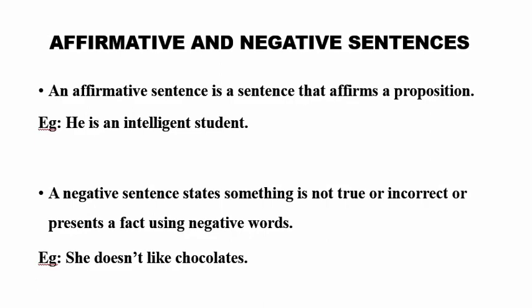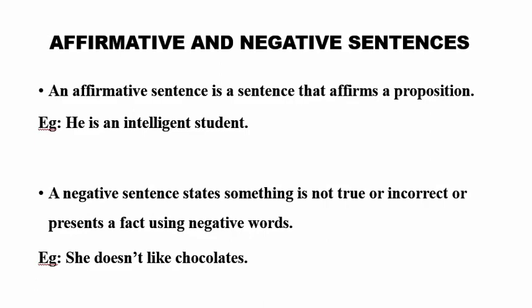So an affirmative sentence. What is an affirmative sentence? It's really simple. An affirmative sentence, or rather a positive sentence, means a sentence that affirms a proposition. That is, it confirms something. Whatever we say, it's told in a positive manner without the use of any negative terms in that sentence. For example, he is an intelligent student, or she is dancing, he is playing, they are crying. All these are affirmative sentences which don't have a negative term in the sentence.